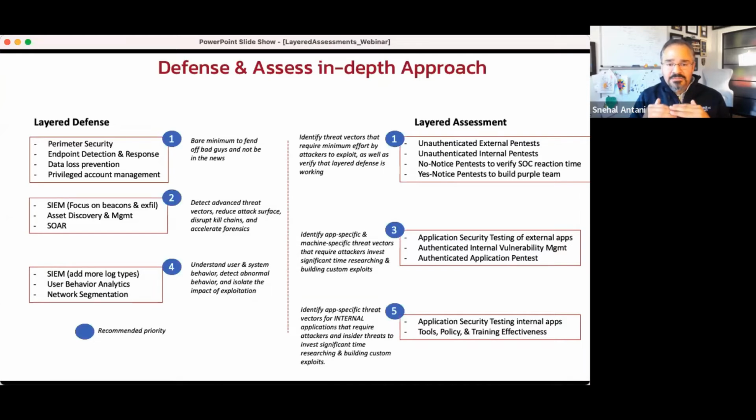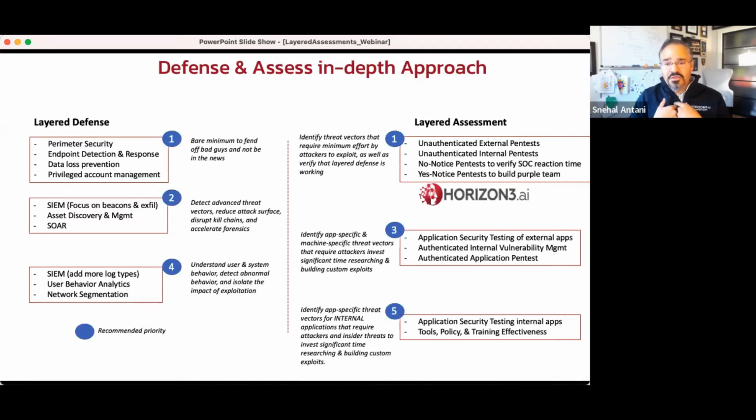And once you're an expert at both of those, you can start to open up the aperture and start to adopt more advanced security capabilities. So now you start to detect advanced threat vectors with SIEM. You start to identify app-specific 0 days, and so on and so forth. And so this is the sequence of adoption from my experience as a practitioner that's effective.